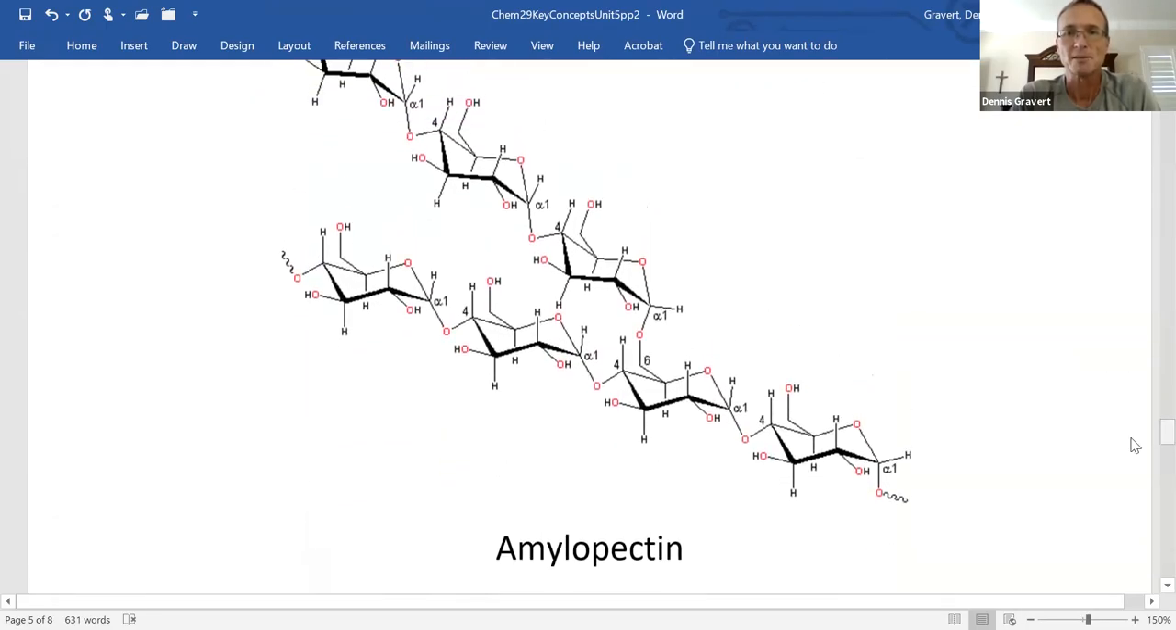Here's amylopectin, right? As you look down this diagonal line, you can catch the alpha 1 to 4. The chain itself is a straight chain, but off of this sugar there's a branch coming off of carbon 6. So the glycosidic bond here on alpha is a 1 to 6 glycosidic bond. And then that begins another chain of alpha 1 to 4. And maybe somewhere else, there's another branch.